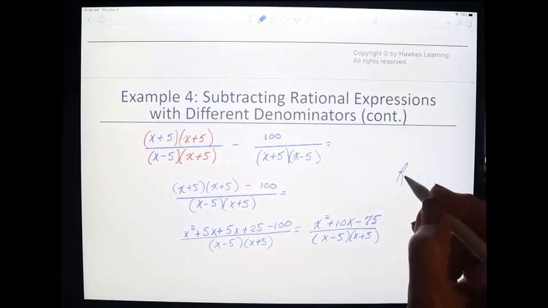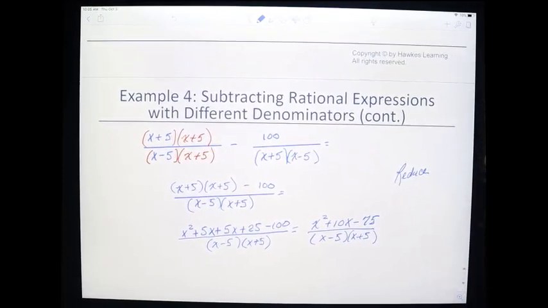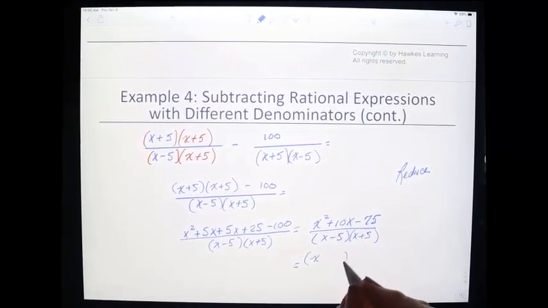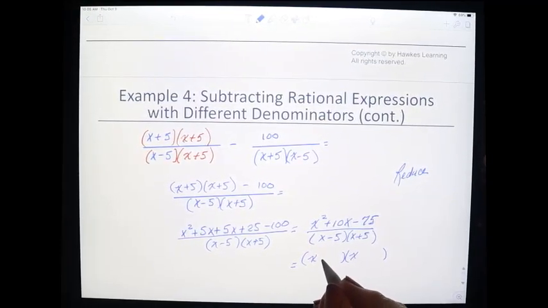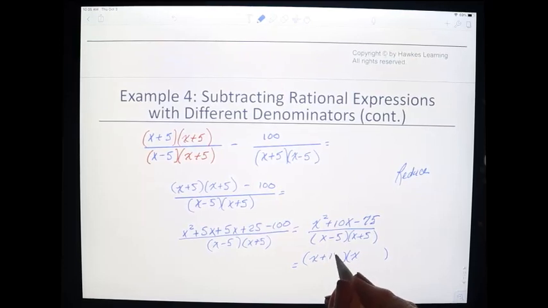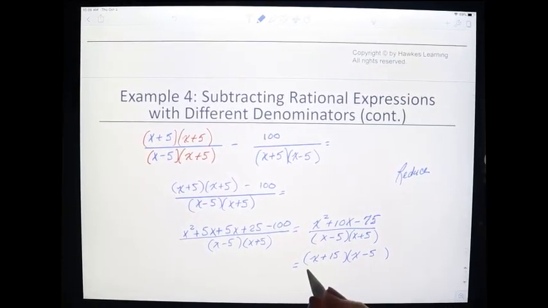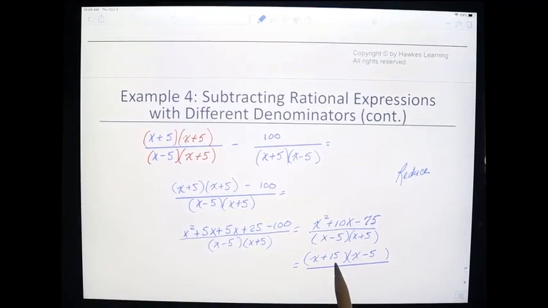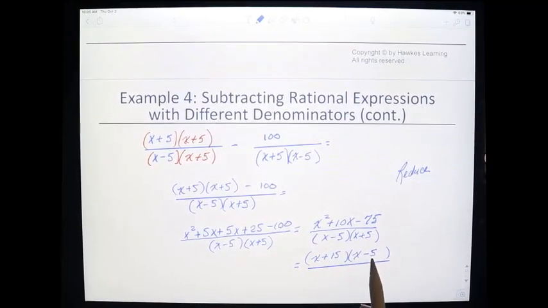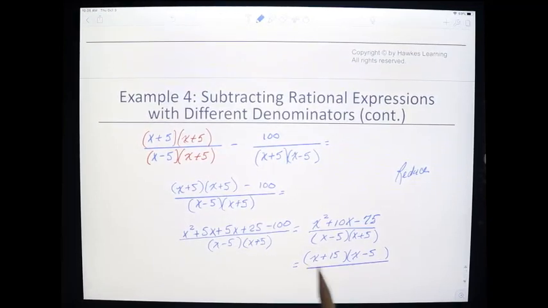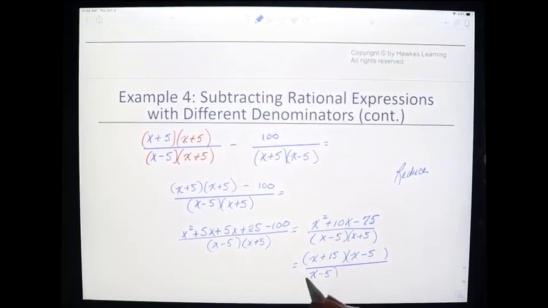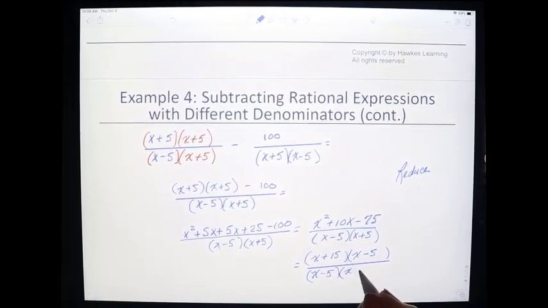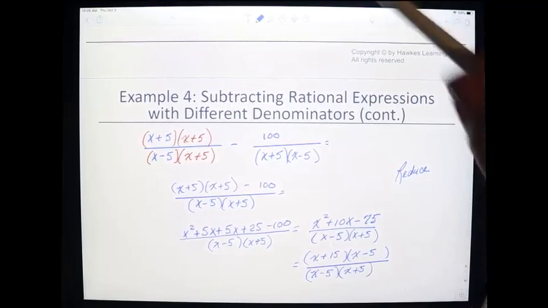The last thing you want to check on is to see if you could possibly reduce this down. And I'm noticing, I think, let me try this, that this numerator, I think if I use a positive 15 and a negative 5, I believe that will do. Let me look. Does that give me a negative 75 on the end? Yes. And does it give me a positive 10x when I combine the inner and outer products? And it looks like it does. So I see I can do a little cancellation here to reduce this down to lowest terms.